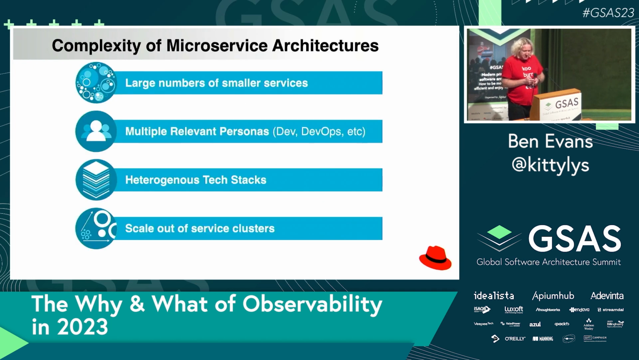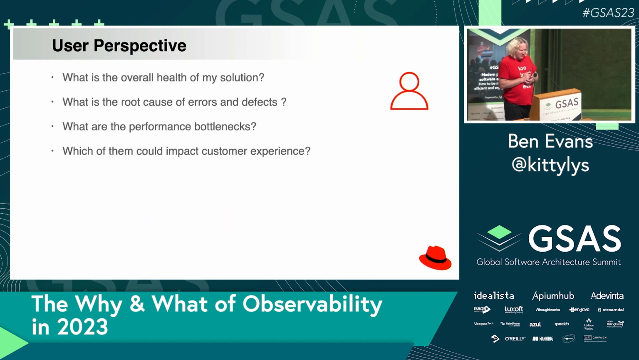Okay, so this is basically just a summary of the points. Large numbers of smaller services, multiple relevant personas, heterogeneous tech stacks, and scale out of service clusters. Some of the things that we would expect to see in the architectures for today. But despite all of this change and all of these things which we need, our overall user perspective has not really changed that much. We still need to know things like how healthy is the system at a high level?